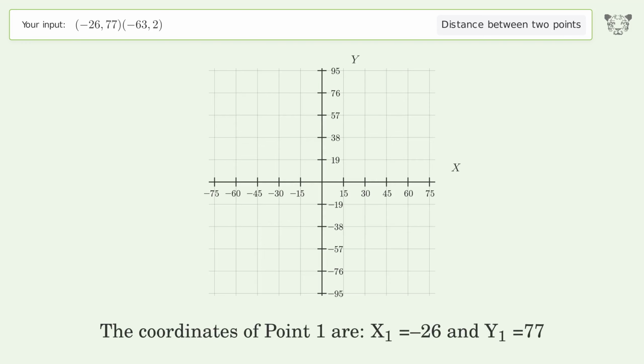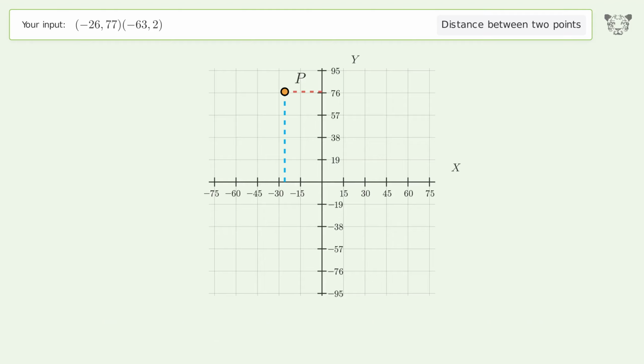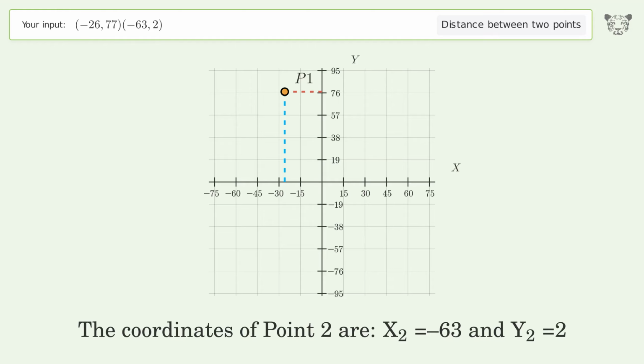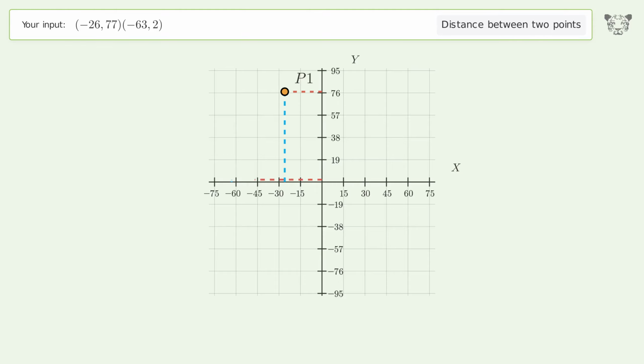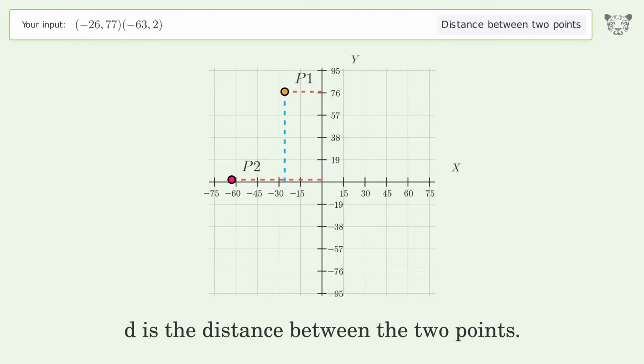The coordinates of point 1 are, x1 equals -26 and y1 equals 77. The coordinates of point 2 are, x2 equals -63 and y2 equals 2. D is the distance between the 2 points.